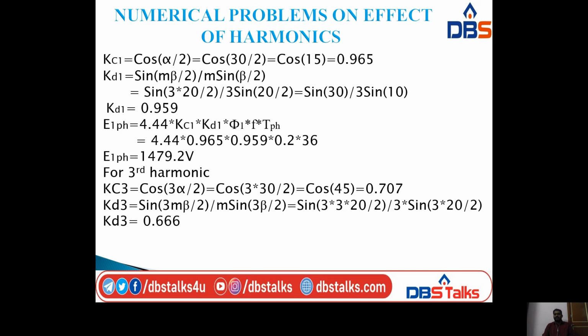That is for the fundamental component, and for the third harmonic, Kcx is equal to cos x alpha by 2. Here the x value is 3, so Kc3 is equal to cos 3 alpha by 2. You know the alpha value is 30, so cos 3 into 30 by 2 is equal to cos 45, that is equal to 0.707. And next we have to calculate KD3, the distribution factor, that is KD3 is equal to sin 3 m beta by 2 by m sin 3 beta by 2. That is sin 3 into m value 3 into beta value 20 by 2, by m value 3 into sin 3 into beta value 20 by 2. So KD3 is equal to 0.666.